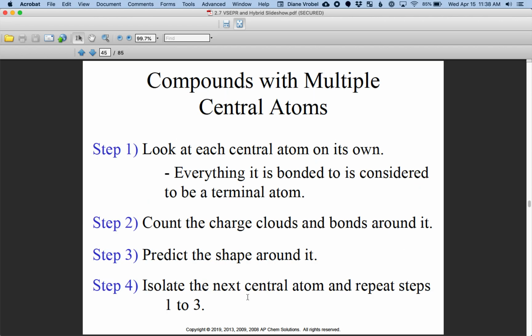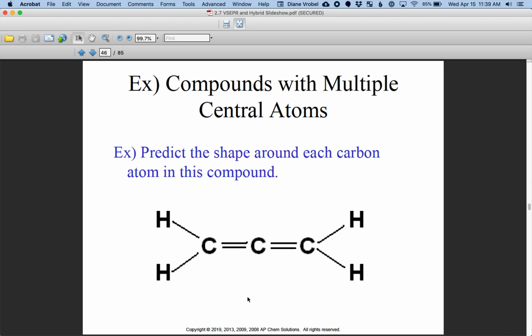Okay, now I talked about in the beginning that you have to look at compounds with more than one central atom. So AP could give you a molecule that has multiple central atoms. And what you need to do is pick one central atom and then identify the shape based on the charge clouds that surround it. So maybe carbon is the central atom, and you have to count up the number of bonds or lone pairs that surround it and then predict the geometry. Okay, so AP is really good at giving you organic molecules. This is an example of organic molecules.